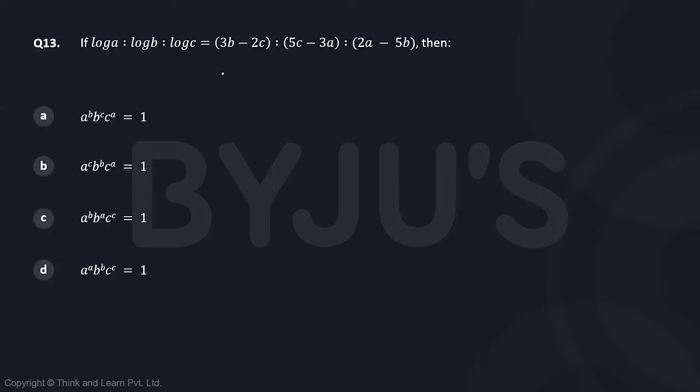If log A over log B over log C is equal to 3B minus 2C over 5C minus 3A over 2A minus 5B, then which of the following options makes sense? Well, we'll have to go with the options.